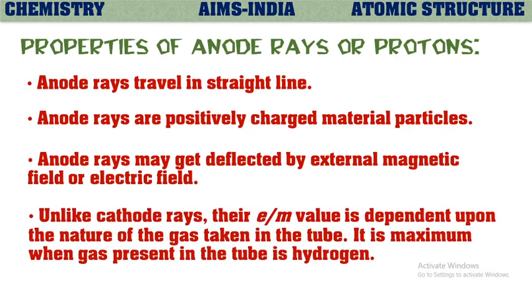Unlike cathode rays, their e by m value is dependent on the nature of the gas taken in the discharge tube. It is maximum when the gas present in the discharge tube is hydrogen, whereas we have seen that the e by m ratio is independent for cathode rays.